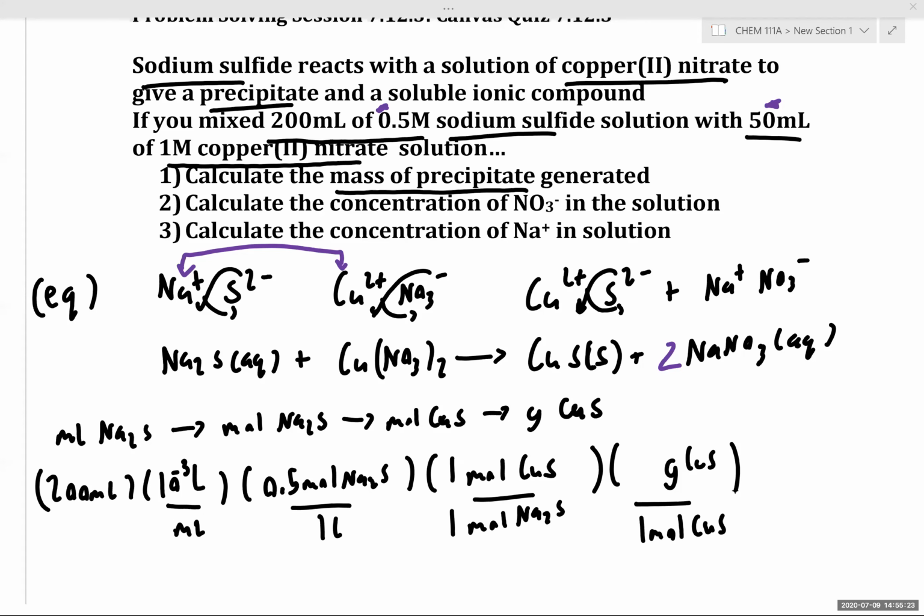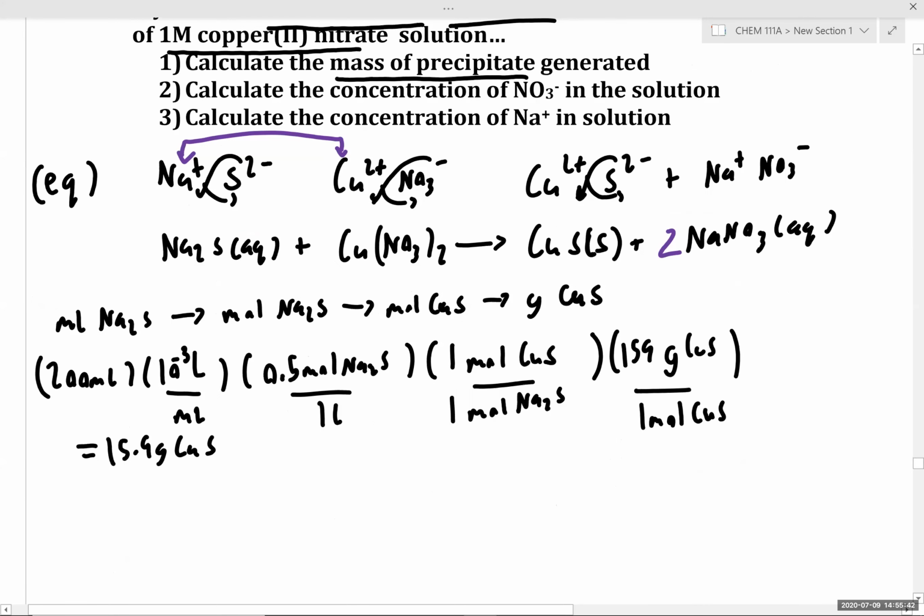159 grams per mole, that's exactly right. Let's now punch this into our calculator. So to calculate the expected mass, we get 15.9 grams of copper sulfide. Let's repeat the same calculation for copper nitrate.